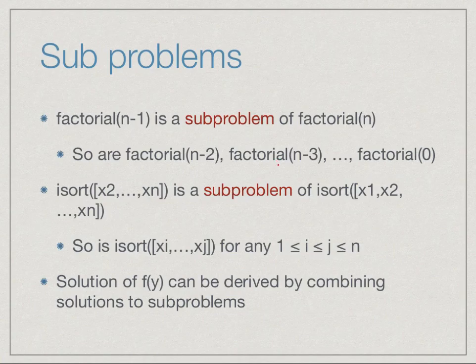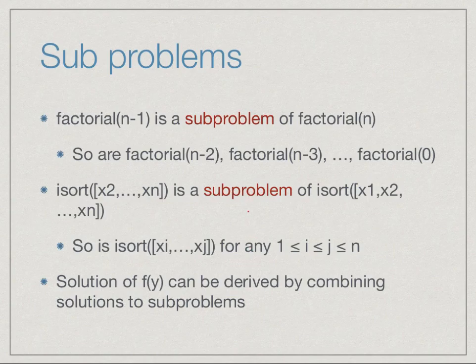Similarly for insertion sort, in order to sort the full list, we need to sort all the elements excluding the first one, what is called the tail of the list, and in turn we need to sort its tail and so on. So in general, when we do insertion sort, we will find that we need to sort a segment of the list. So we can in general talk about xi to xj.